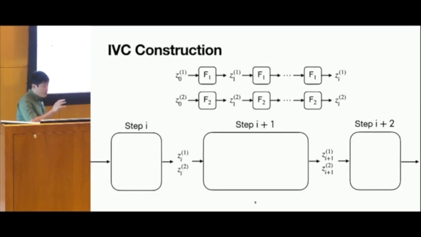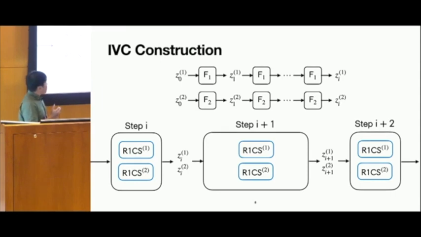Now, if we zoom in to the IVC construction, what does an IVC prover actually do? Well, here is a computation trace which describes the prover's operation. At every step, they apply a pair of functions on a pair of inputs and receive a pair of outputs. And so, at every step, the IVC prover has to prove the satisfaction of both the primary and secondary constraint systems, which prove a single step of the execution.